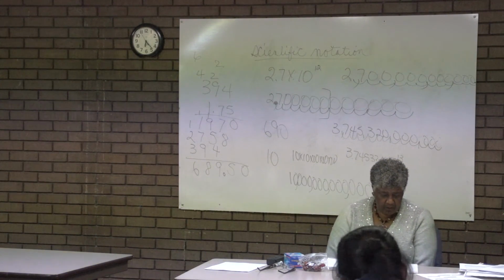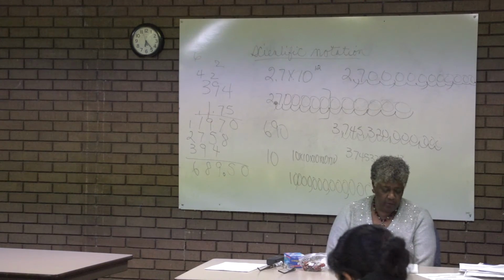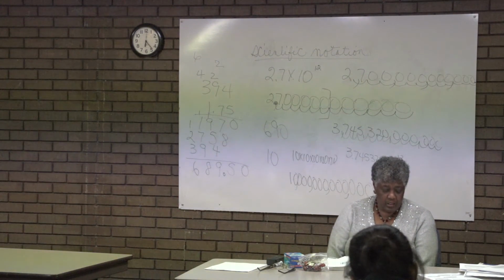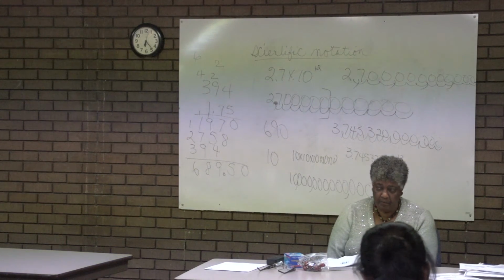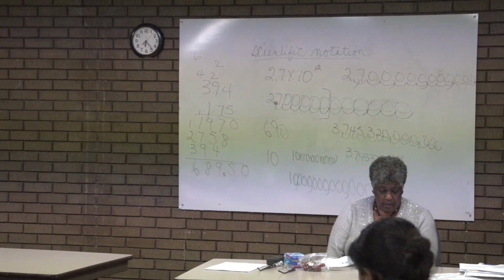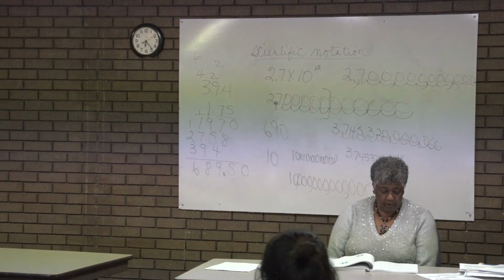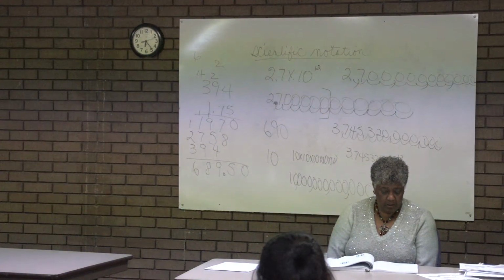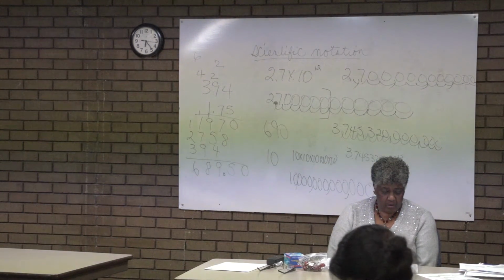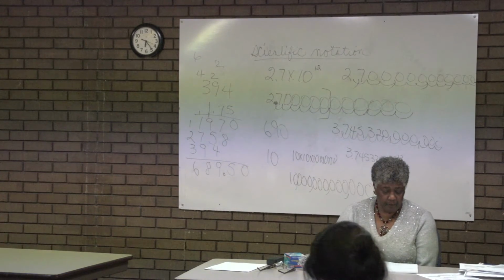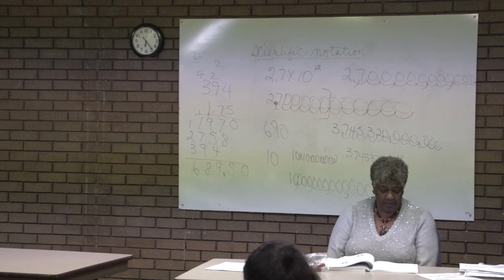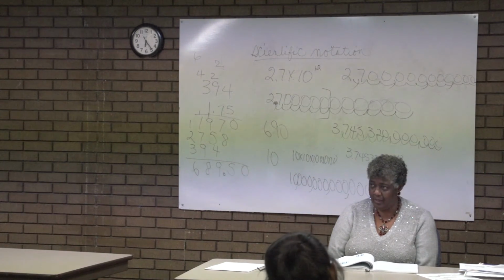Okay, number 1 in scientific notation, 740 would be what? 7.4 times 10 to the second power. Everyone get that? And the 95 million would be 9.5 times 10 to the 7th. Everybody get that? 9.5 times 10 to the 7th. You have to move it back 7 times to get that decimal between the 9 and the 5.